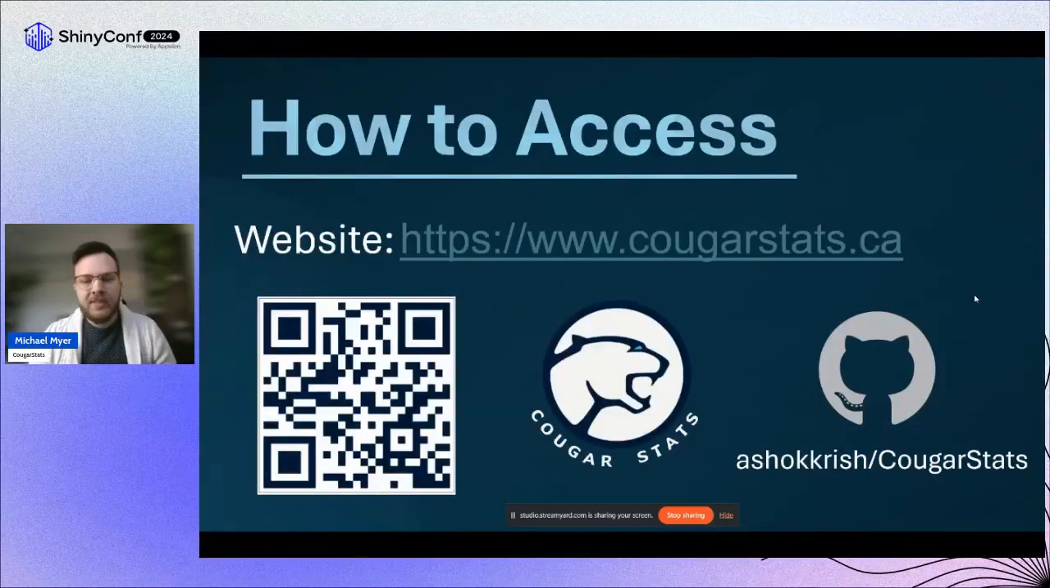Currently, we're hosting CougarStats at cougarstats.ca. And the code is publicly available on GitHub. You can follow that repository link.